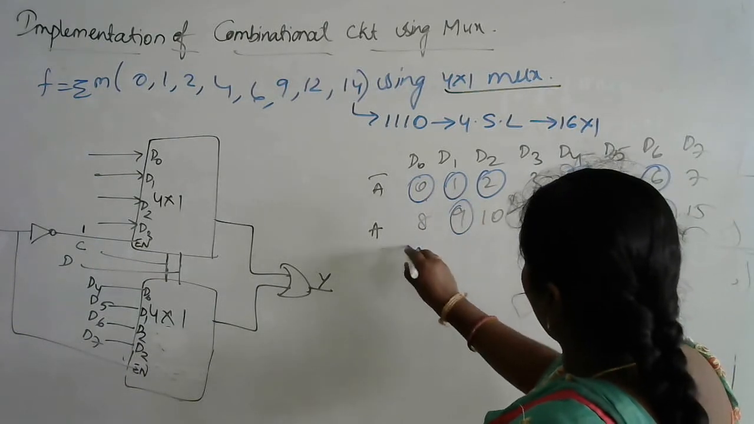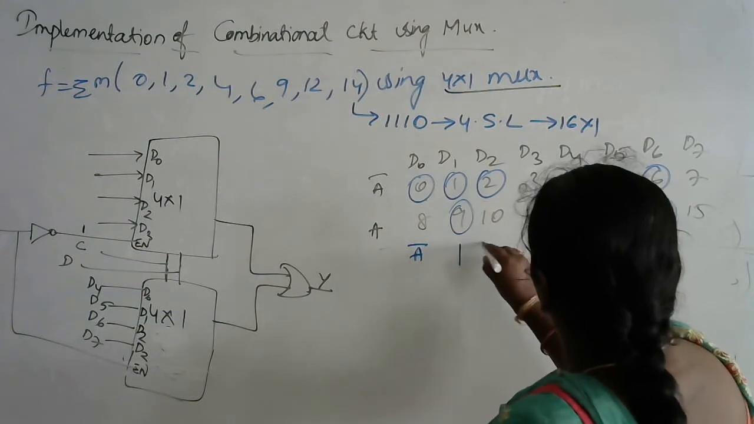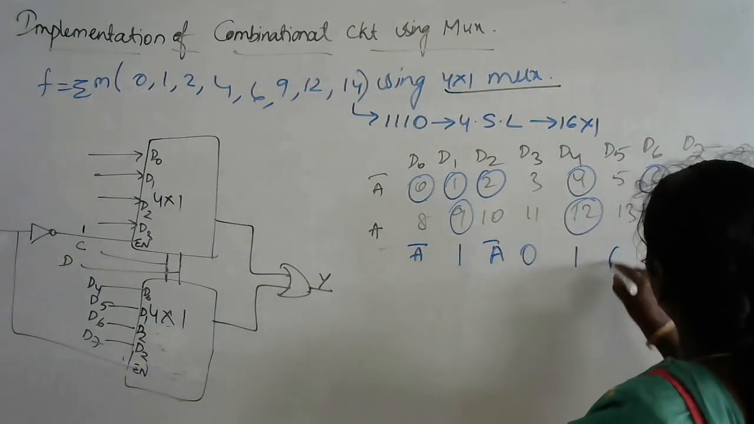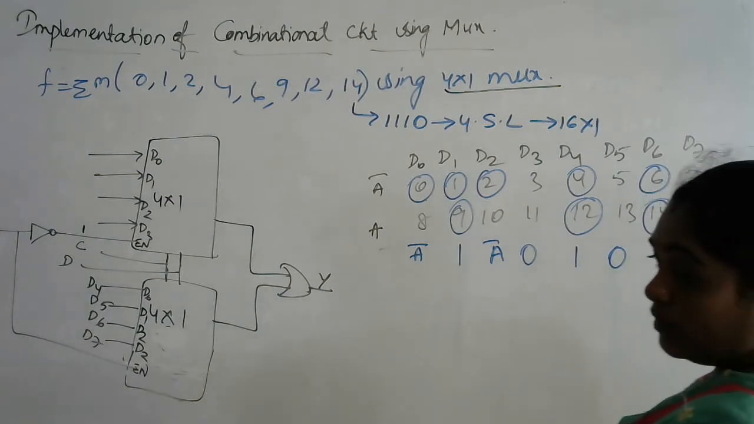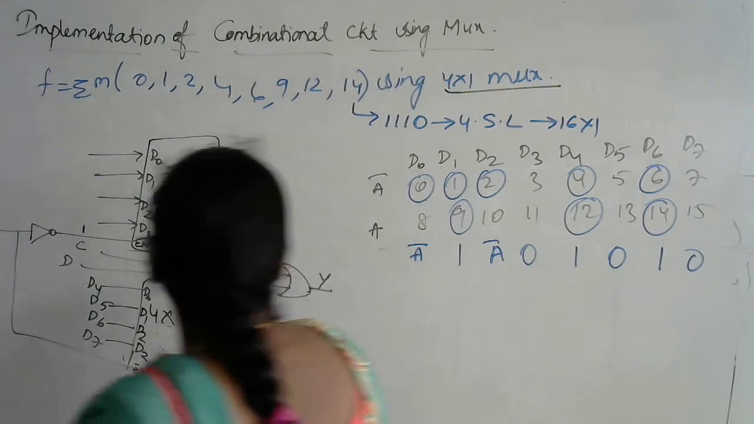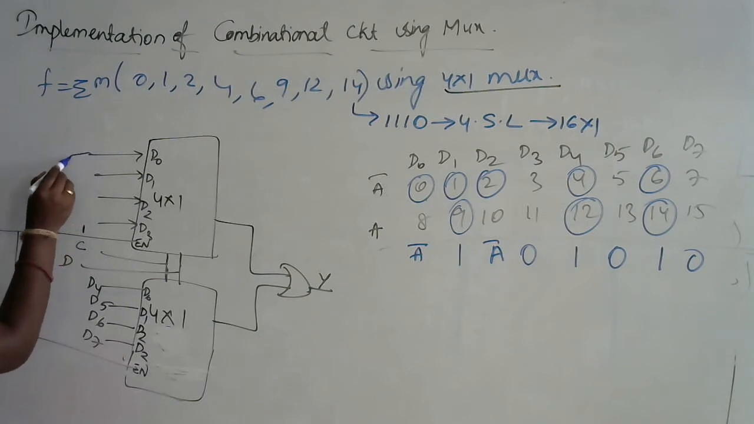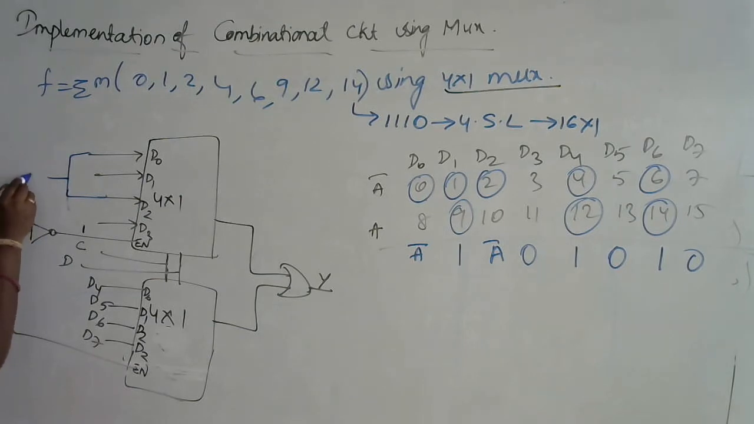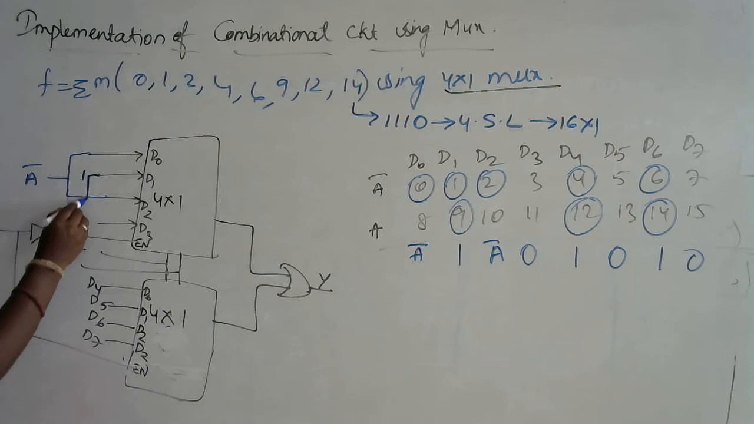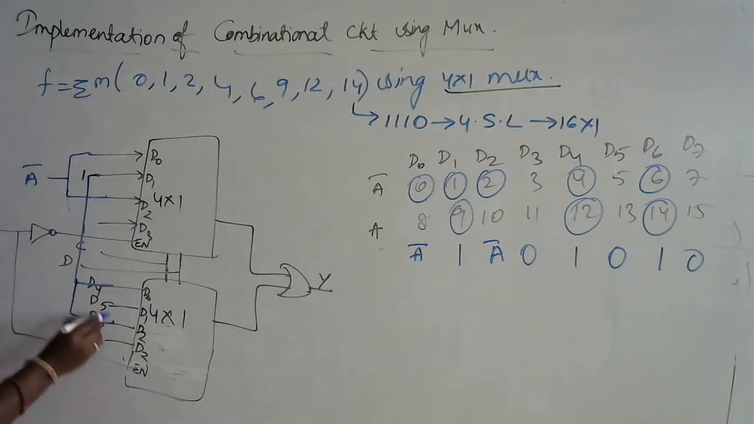0 is circled: A bar, 1, A bar, 0, 1, 0, 1, 0. The last one, we have already drawn, D0 is A bar. D2 is also A bar. D0 and D2, short these two. This is A bar, as A is not there, I am directly writing A bar. D1 is 1. D4, D6 are also ones. Short D1, D4, D6 and give it to common 1.